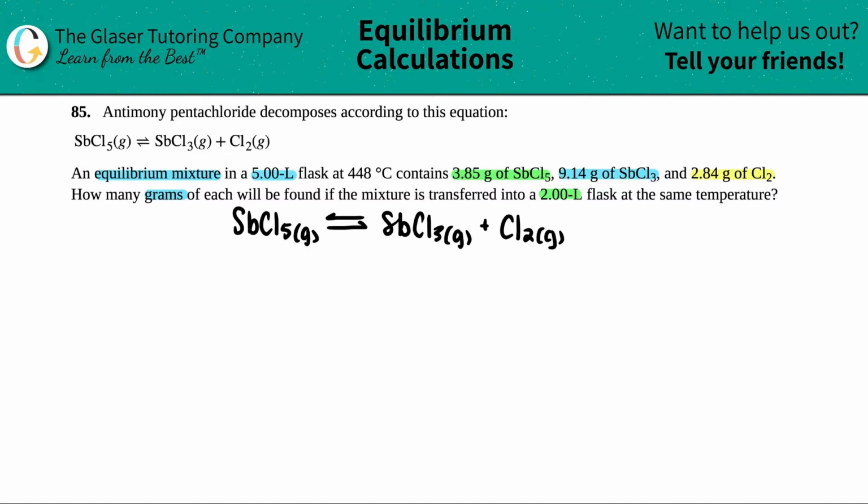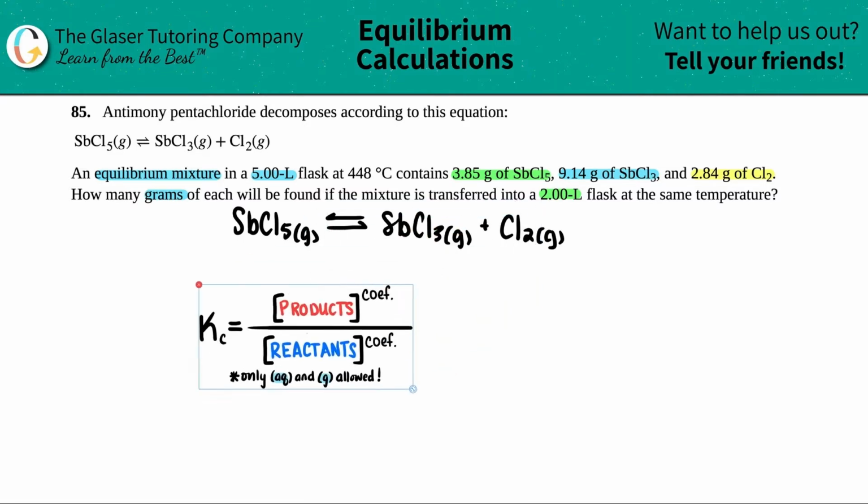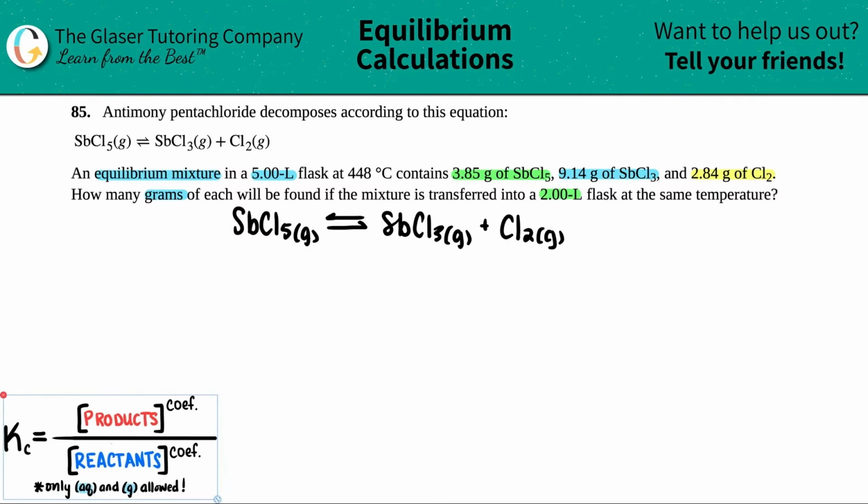So the first part is, remember, the Kc expression is this one, right? So maybe I'll just put this down at the bottom just for reference. Remember, Kc is the concentration of the products divided by the concentration of the reactants. Only aqueous and gases are allowed in this formula. But they're all gases, so we're going to use each and every single compound here, including the molecule Cl2.